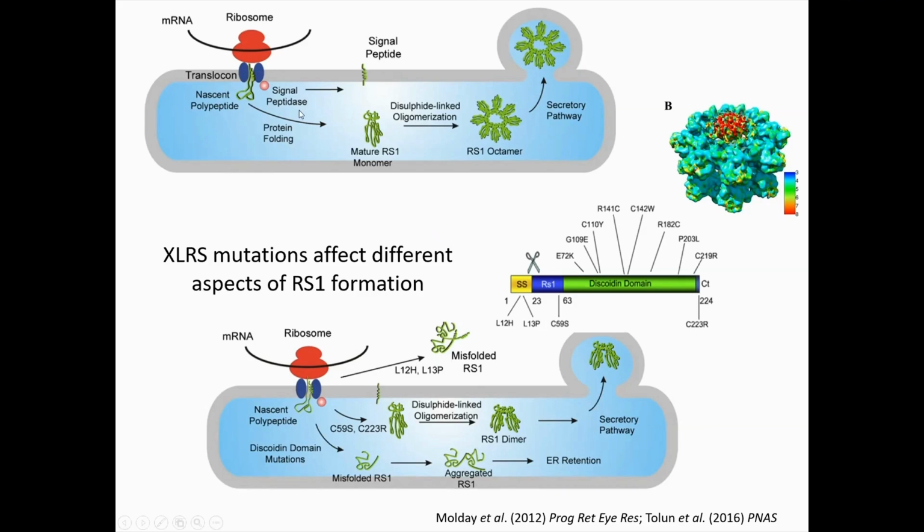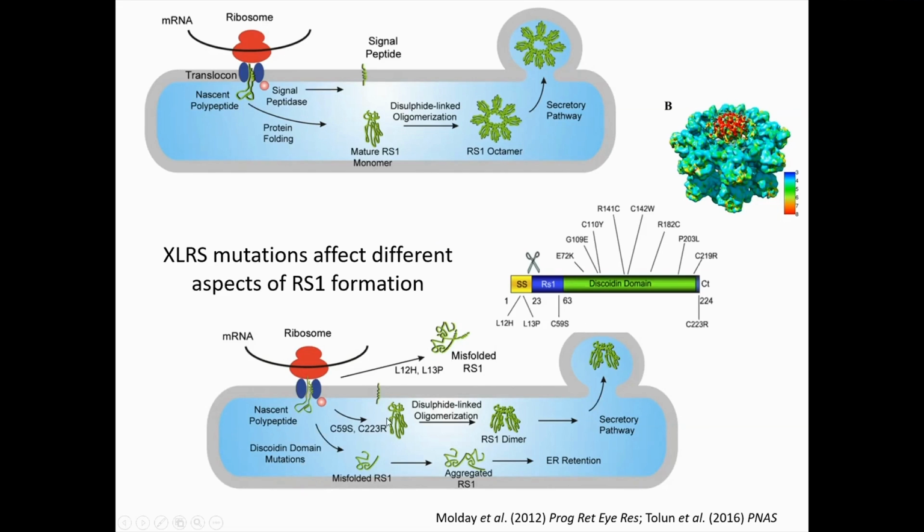From initial translation and folding to forming a single RS unit here. This is a monomer, and these monomers converge to form an octamer with 8 subunits combined into a single unit. And then these are secreted, and extracellularly, 2 of these form a double octamer. That's the mature form of the protein.